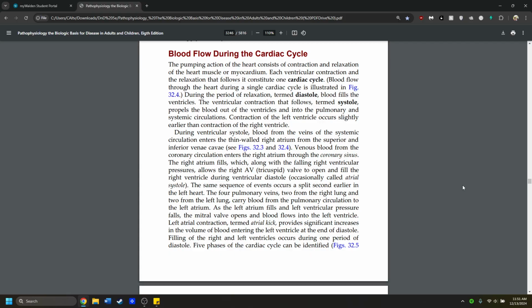During the period of relaxation termed diastole, blood fills the ventricles. The ventricular contraction that follows, termed systole, propels the blood out of the ventricles and into the pulmonary and systemic circulation. Contraction of the left ventricle occurs slightly earlier than contraction of the right ventricle, which is when you listen to the heart, it's that lub-dub.